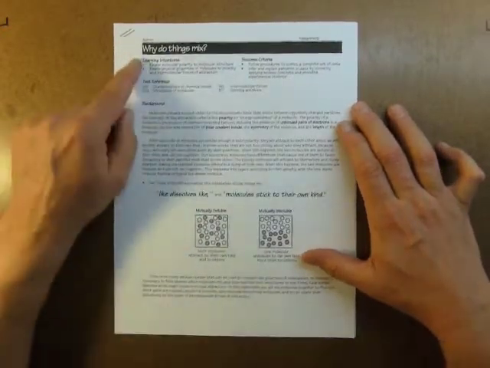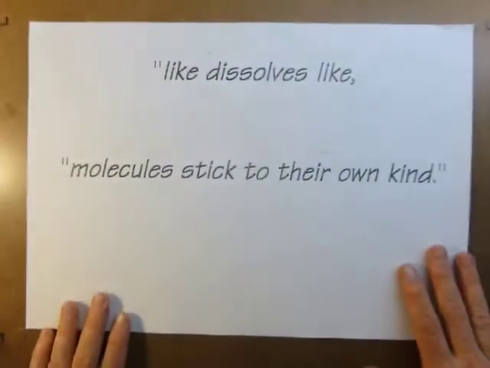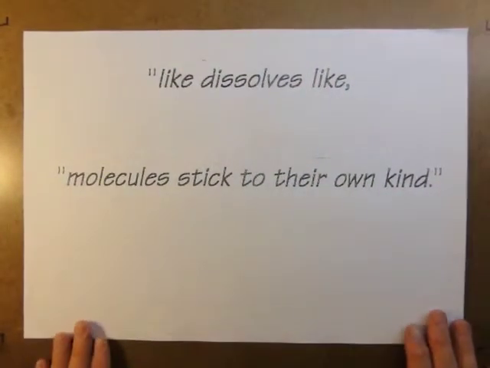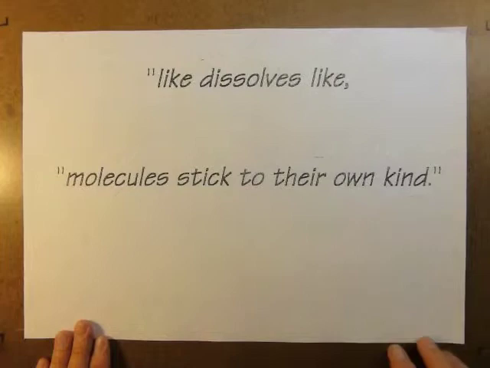So the question, why do things mix? Well, it has to do with two rules of thumb. One rule of thumb, we say things mix because like dissolves like, and another rule of thumb, molecules stick to their own kind. Here's what that means.